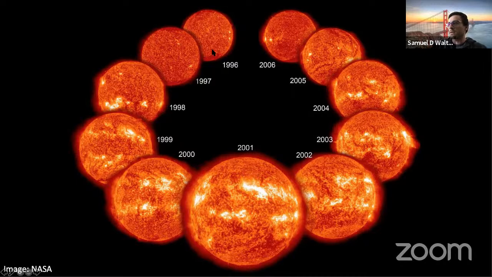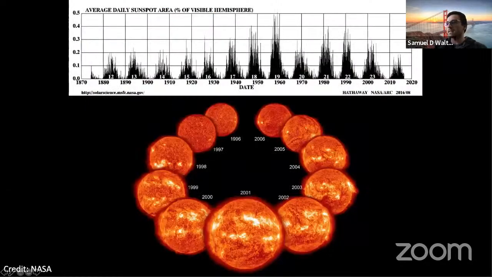Solar cycle 23 began in 1996. As you can see, activity is very low, right up to 2001. Very, very active, back down to 2006, which is not very active at all. And then the cycle restarts again. And these cycles have been recorded over a long, long period of time.